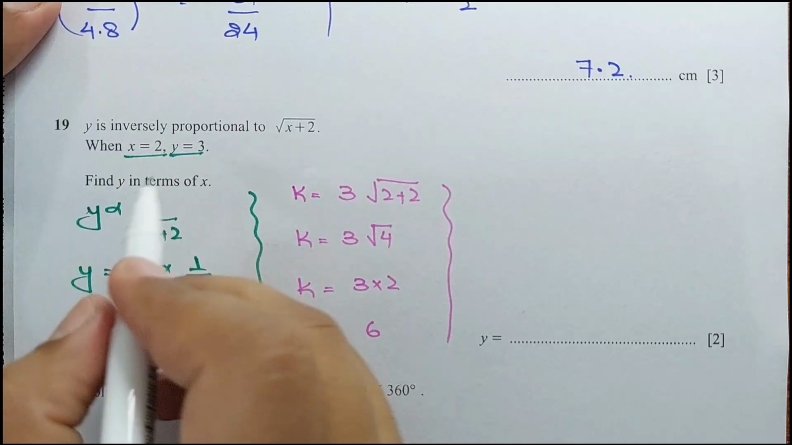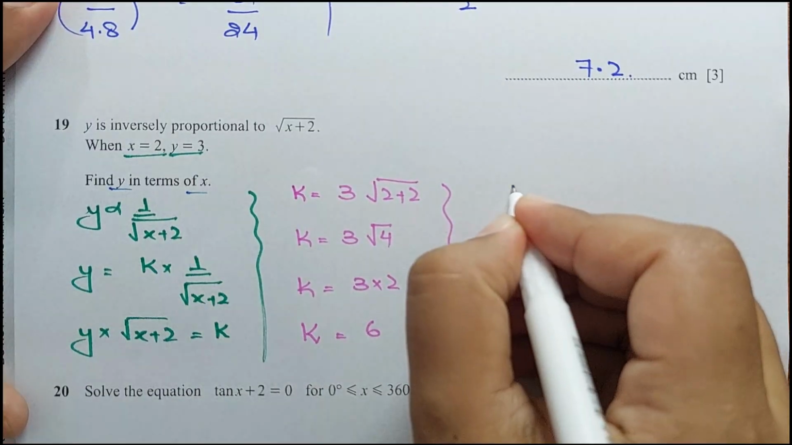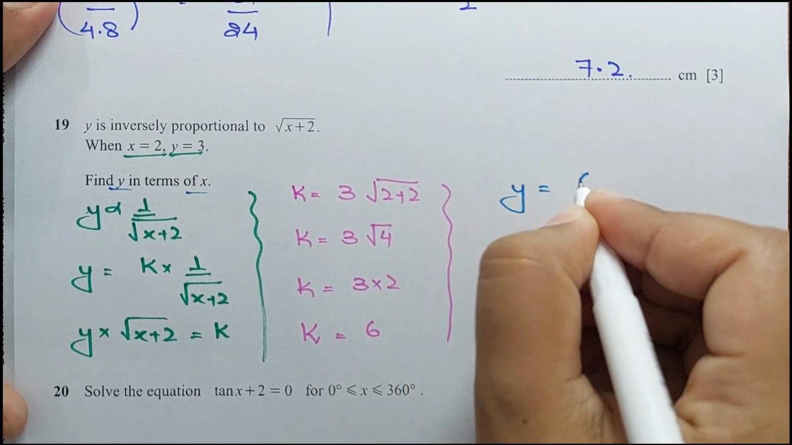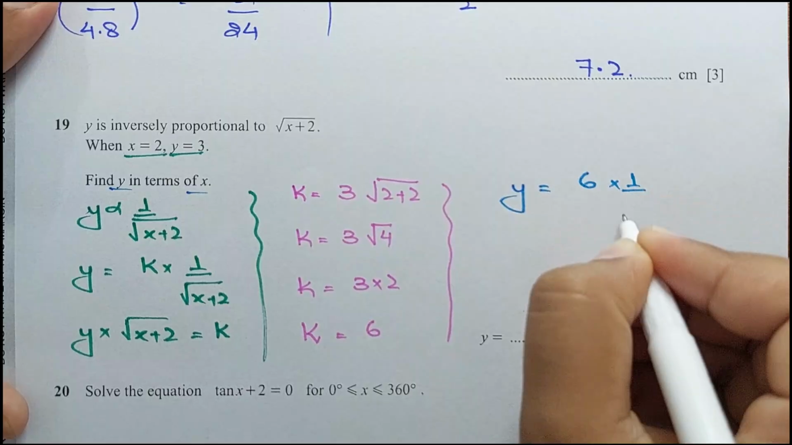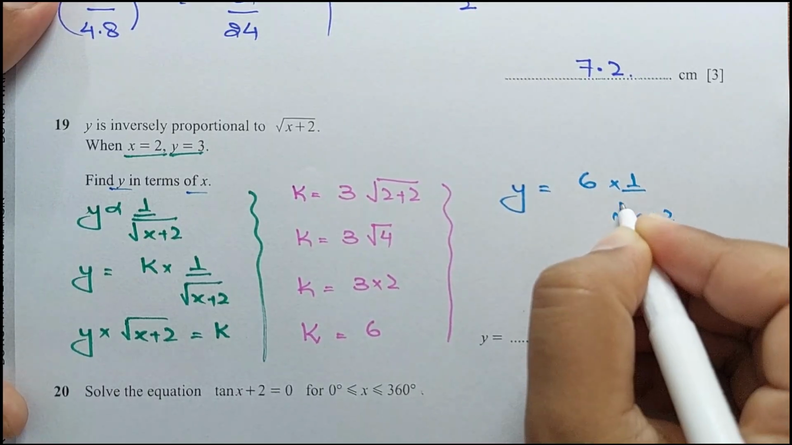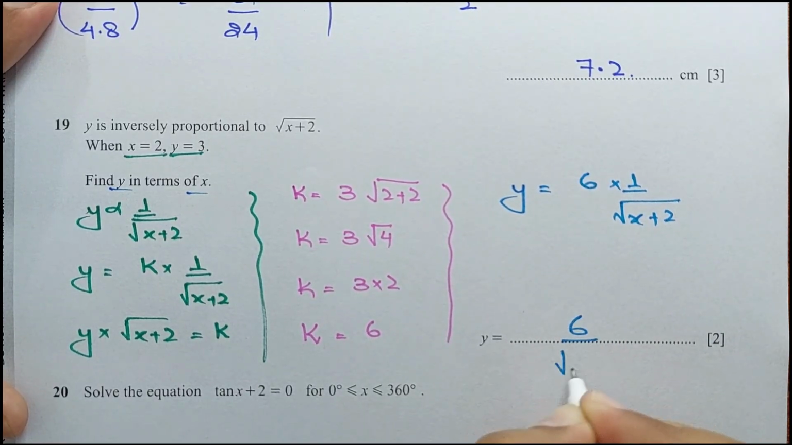Now we have to find y in terms of x. So y equals k, 6, into 1 over root of x plus 2. 6 over root x plus 2. This is y in terms of x.